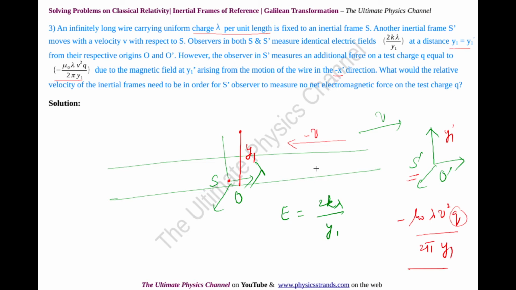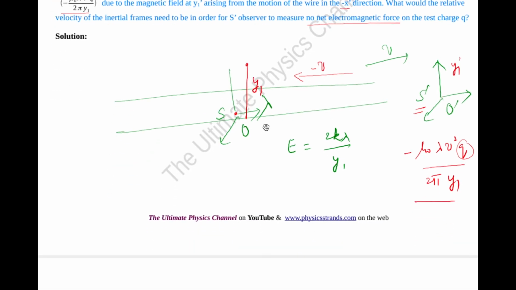The question is, what should be the velocity v if the electromagnetic force on the test charge is cancelled? There is no net electromagnetic force felt by this particular charge. That is the question here. So let's try to solve this one.